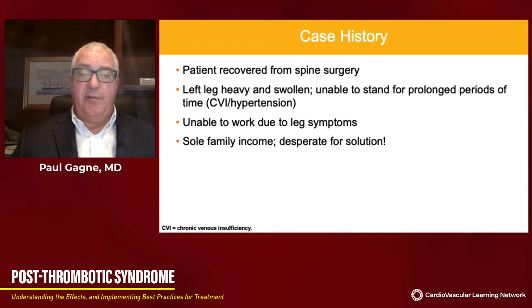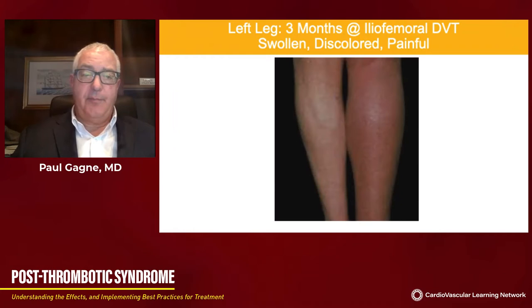The patient recovered fine from her spine surgery, but she had chronic left leg heaviness and swelling, and she was unable to stand for prolonged periods of time due to her chronic venous insufficiency and hypertension. Consequently, she was unable to work as a teacher due to her leg symptoms, and she was the sole provider for her family and desperate for a solution. This is her leg 3 months after. You see the swelling and discoloration that she was still experiencing on the right side of the panel here.